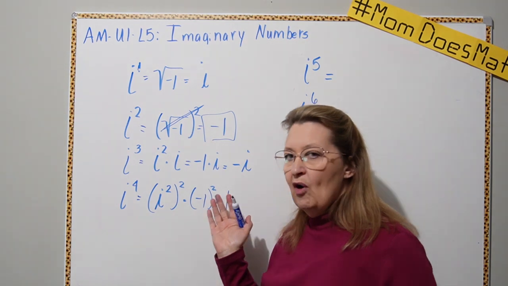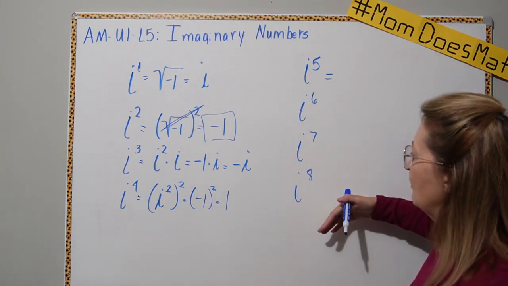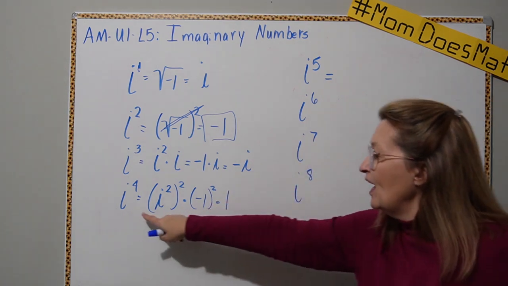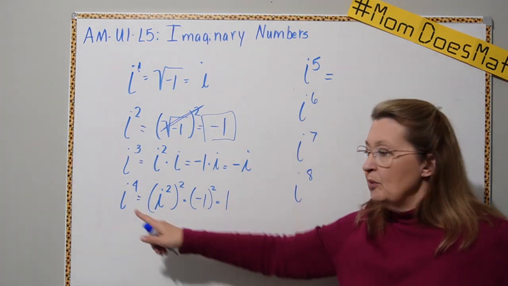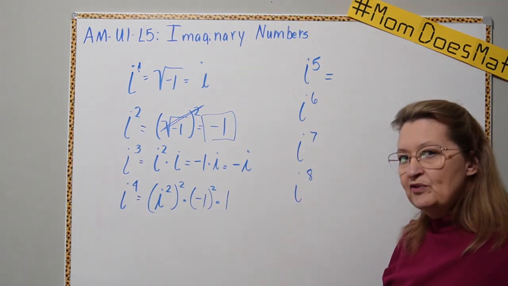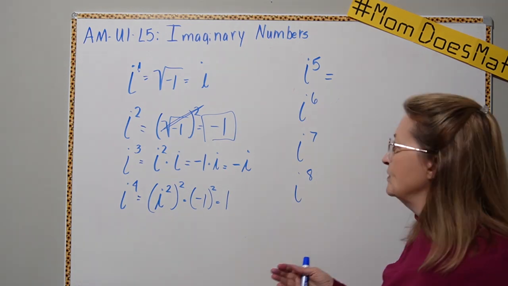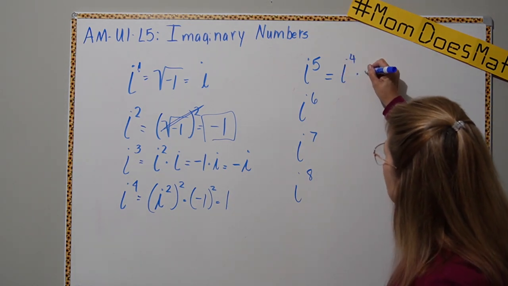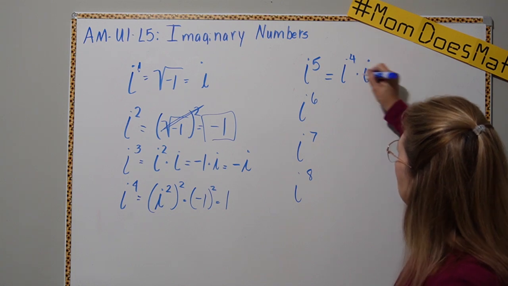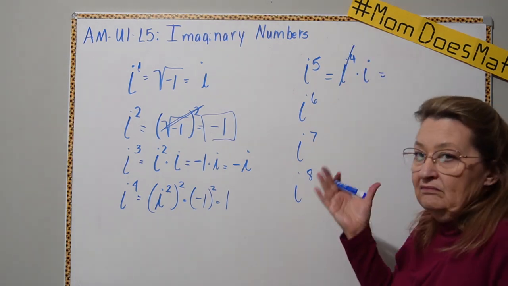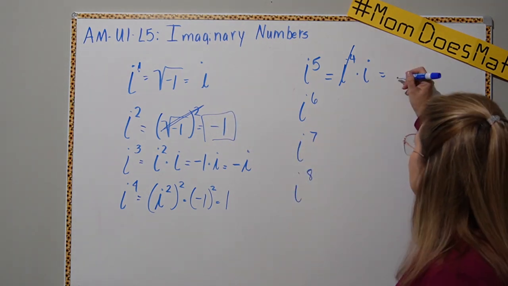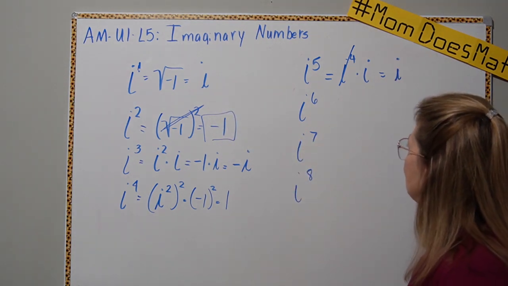And the rest of them are just iterations of that. So how would I rewrite i to the fifth? Pull out i to the fourth first, because that's +1. You always want to take that out first and then deal with what's left over. So I would rewrite this as i to the fourth times i. Now your i to the fourth is just a 1, so we don't have to worry about it. And i, its definition is just i, so we're going to leave it like it is.